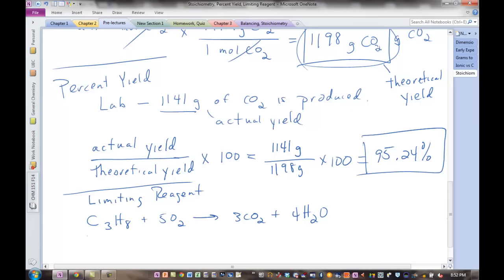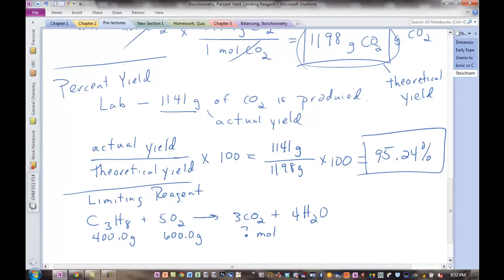Say we're going to react 400 grams of propane, like we did up above, and let's say we react it with 600 grams of O2. And let's just stop at moles. How many moles of CO2 are produced? Let's just keep it simple, because we know once we get moles, we can get to grams.